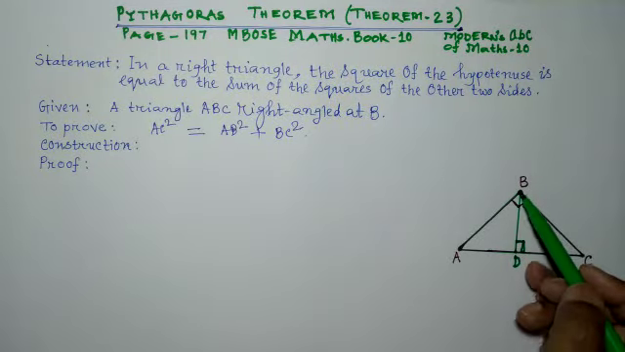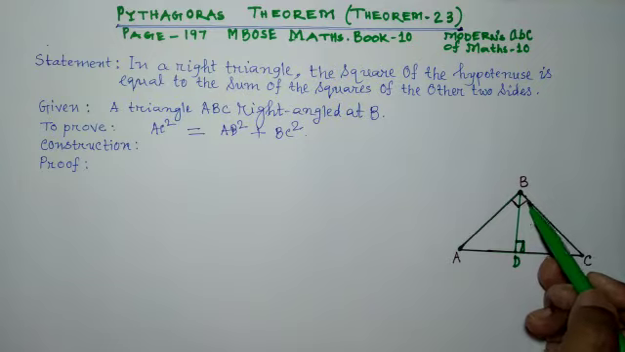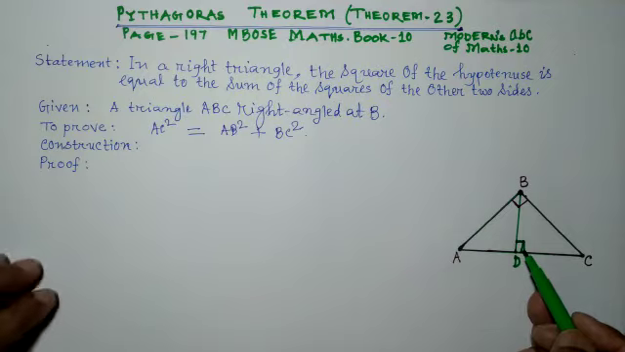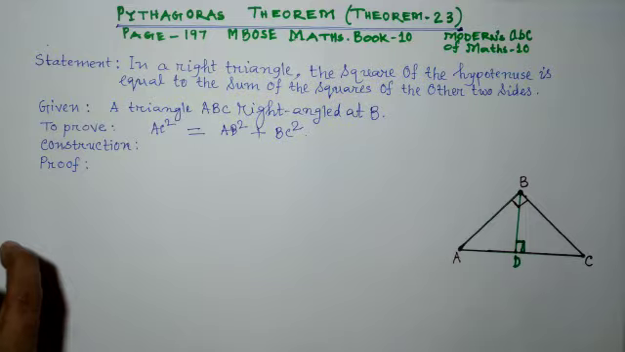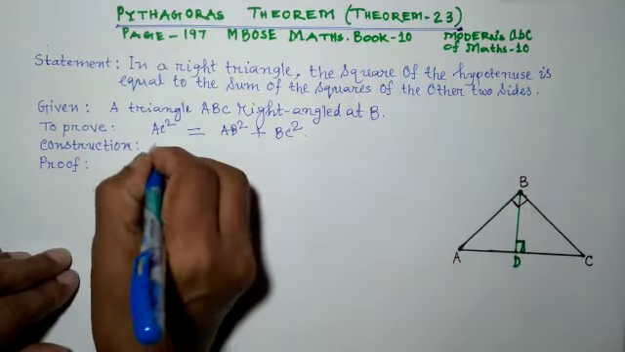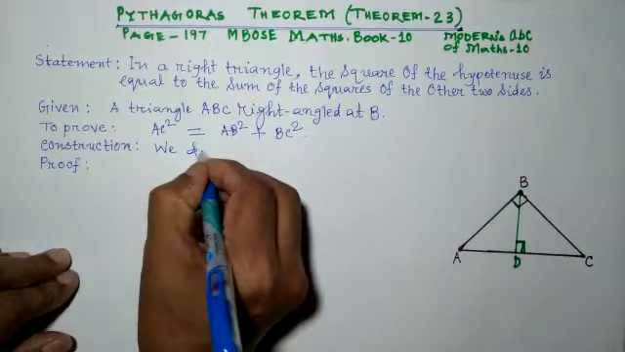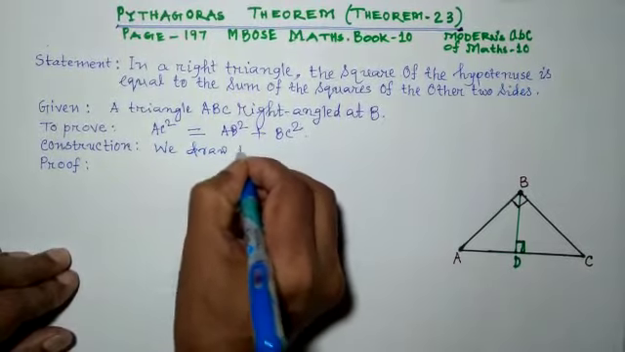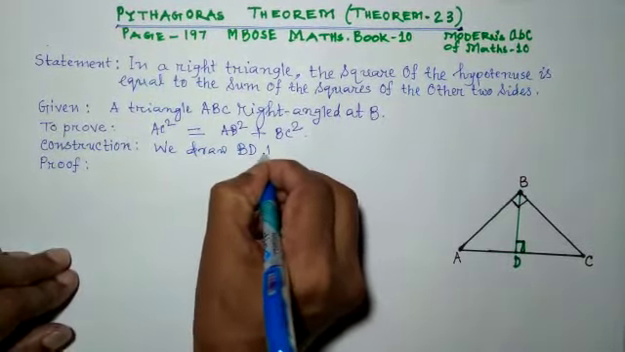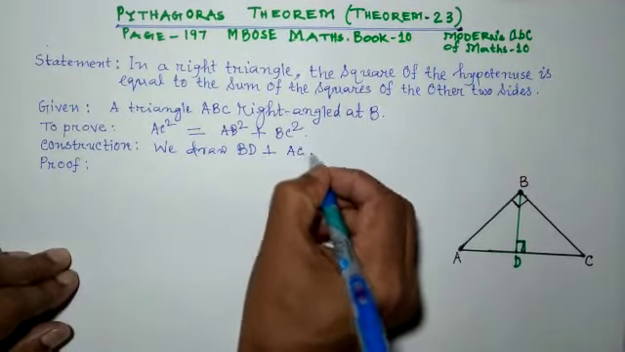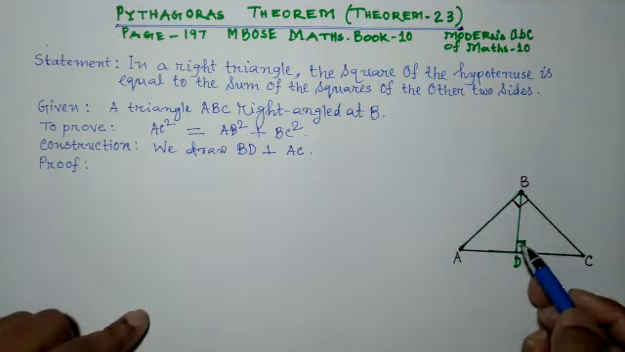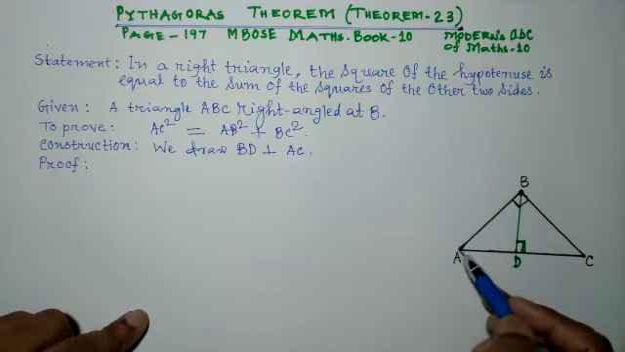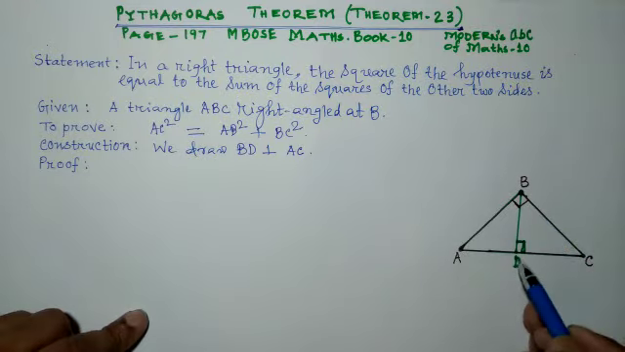And here also at angle B, this is the symbol of perpendicular. Angle B is right angle, and here angle D is right angle. So we write here, we draw BD perpendicular to AC. That is our construction. Now by BD we see there are two more small triangles in the picture, ADB and BDC.